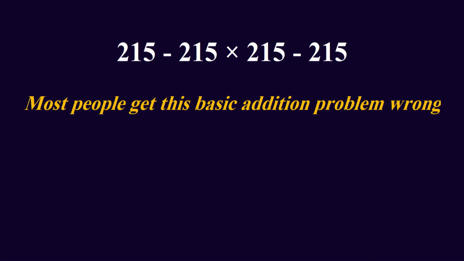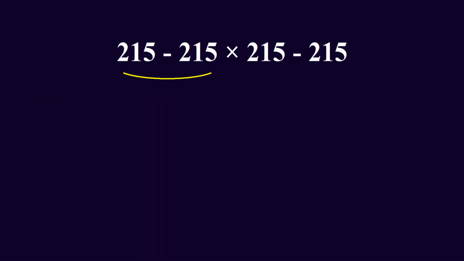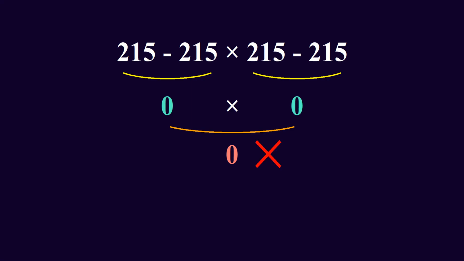In this moment, 215 minus 215, which equals 0, times 215 minus 215 equals 0. Now we have this problem, 0 times 0, which equals 0.